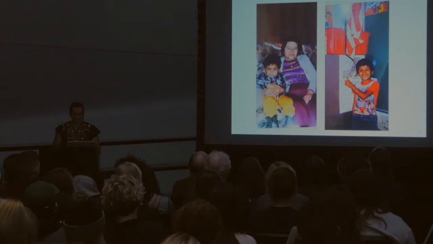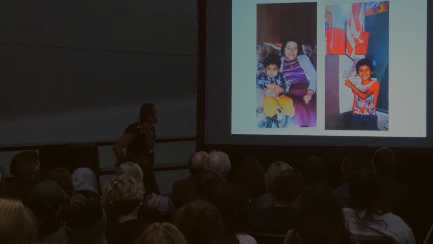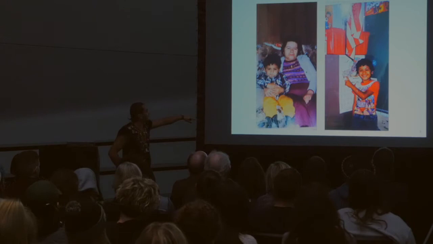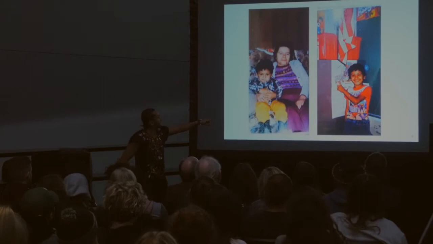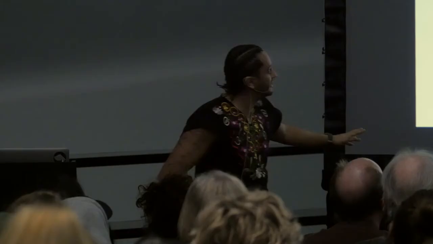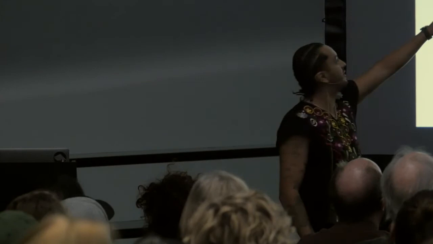That's me. On the left, I'm there with my grandma, and this is right when my parents had brought me to the United States. This is in a south suburb of Chicago called Chicago Heights. On the right is me when I was 10 years old. My favorite dinosaur was the Triceratops, I guess. And as you can see, the American flag at the top right.